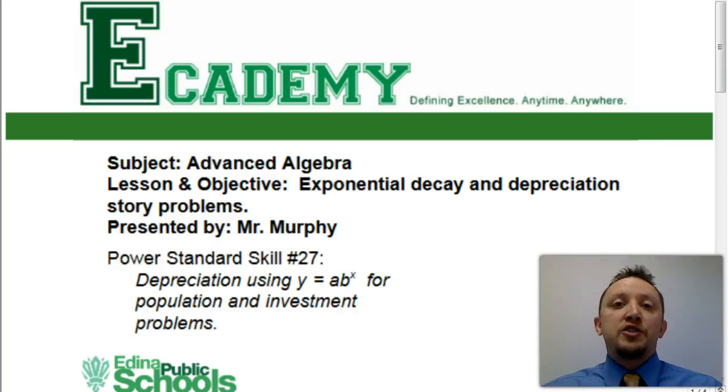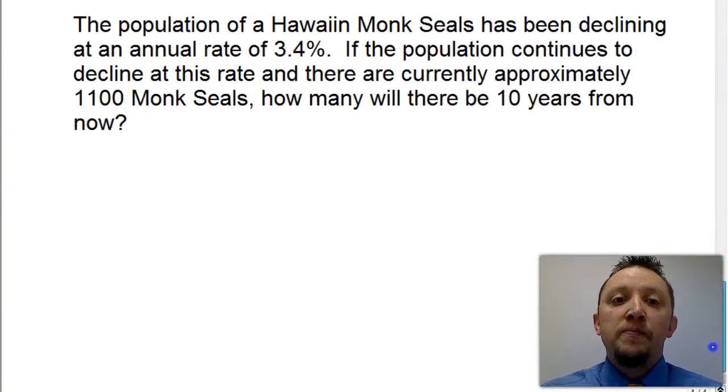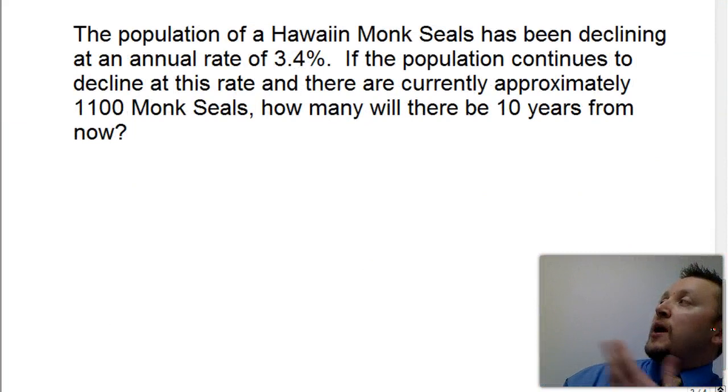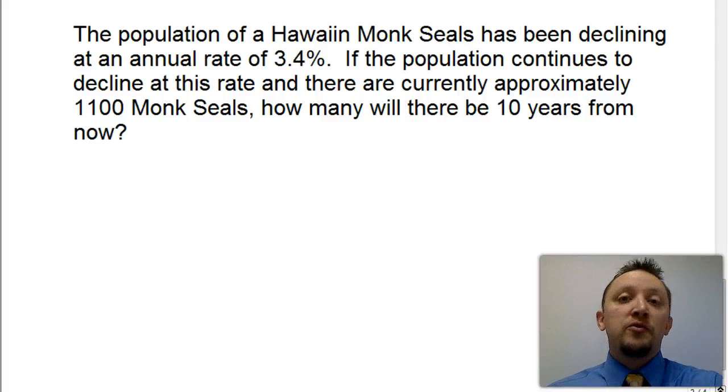There's going to be some slight changes, though, that we're going to be using in this particular skill. But let's look at an example that you'll be doing on your own here in a couple of minutes. The example that you'll be doing on your own is this one, dealing with the population of Hawaiian monk seals. And this particular story problem is saying that, let's say the population is decreasing by a rate of 3.4%, which is actually true. Look this up on the internet.